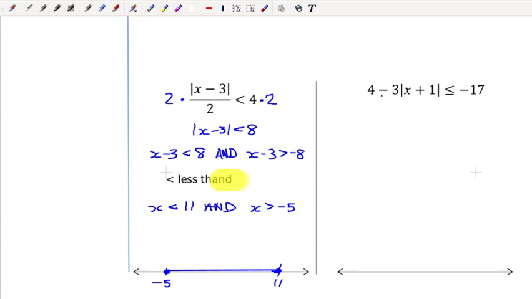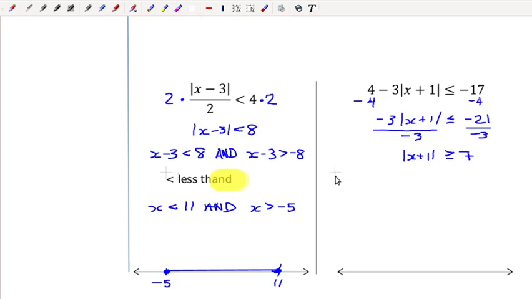Taking a look at the second example, what I've got here again, I need to get my absolute value by itself, so I'm going to subtract the 4 from both sides. This is going to be negative 21. When I divide out the negative 3, remember that I need to flip my less than to become a greater than sign. When I divide by a negative, flip the sign. And now I've got a greater than, so when I had less than, I had "and." When I have greater than, you're looking at an "or."